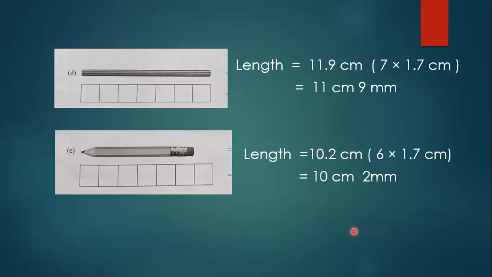Now 2 more figures are there. Here, this is looking like a road. And the length is how many blocks? 1, 2, 3, 4, 5, 6, 7 blocks. And the length of each block is 1.7 centimeter. So 7 into 1.7. Without considering the point, we can say 7 into 17. 17 sevens are 119. So we will put the decimal point. It will be 11.9 centimeter.